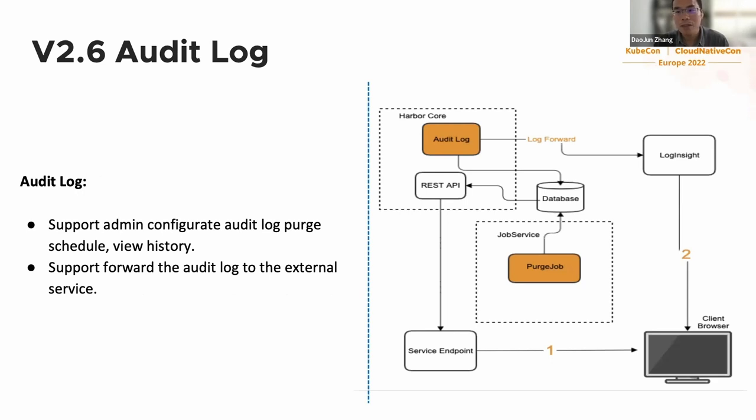We are considering purging the audit log table records periodically and forwarding the audit log to an external log service, such as Log Insight, Logstash, or any log processor tool which can handle syslog events. When you enable forwarding the audit log to the external log service, it is possible to disable writing the audit log to the database. Users can select either forwarding to an external endpoint, writing to the database, or both.